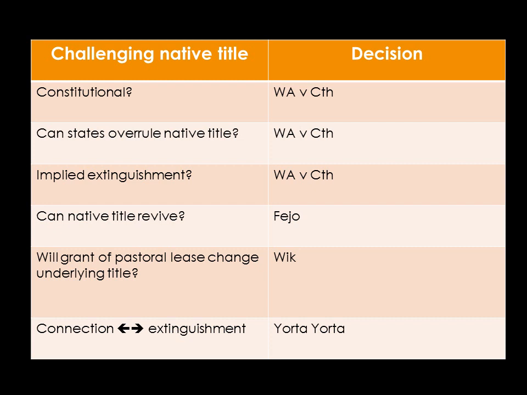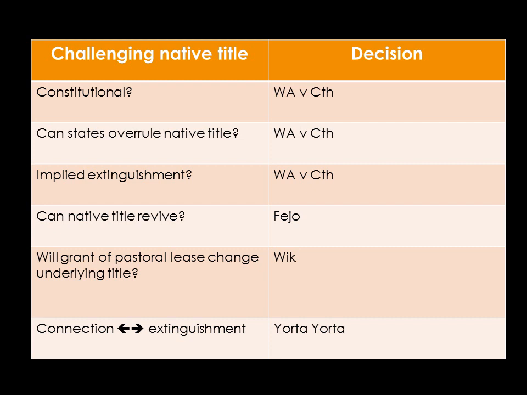And the court said, yes, it is constitutional. Western Australia and the Commonwealth asked whether the states can overrule native title, and there was an attempt made to do that, and the court said, no, you can't overrule native title. What about, said Western Australia and the Commonwealth, an implied extinguishment through the fact of the state continuing to exercise its sovereign rights? Has there been an implied extinguishment? And the court said no.